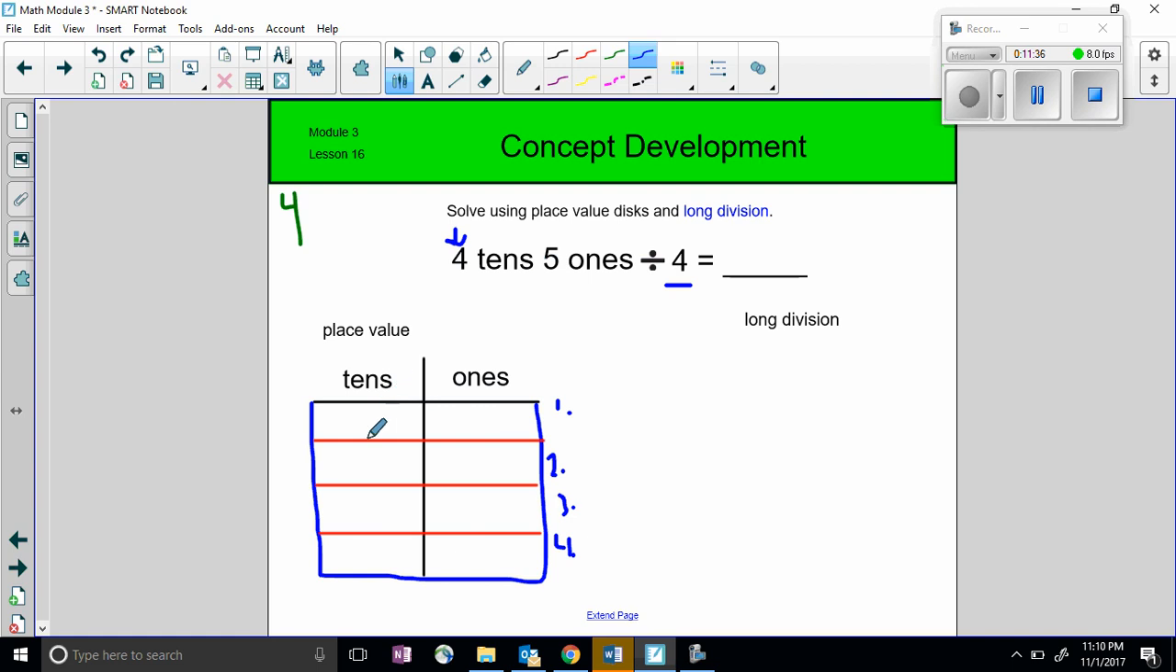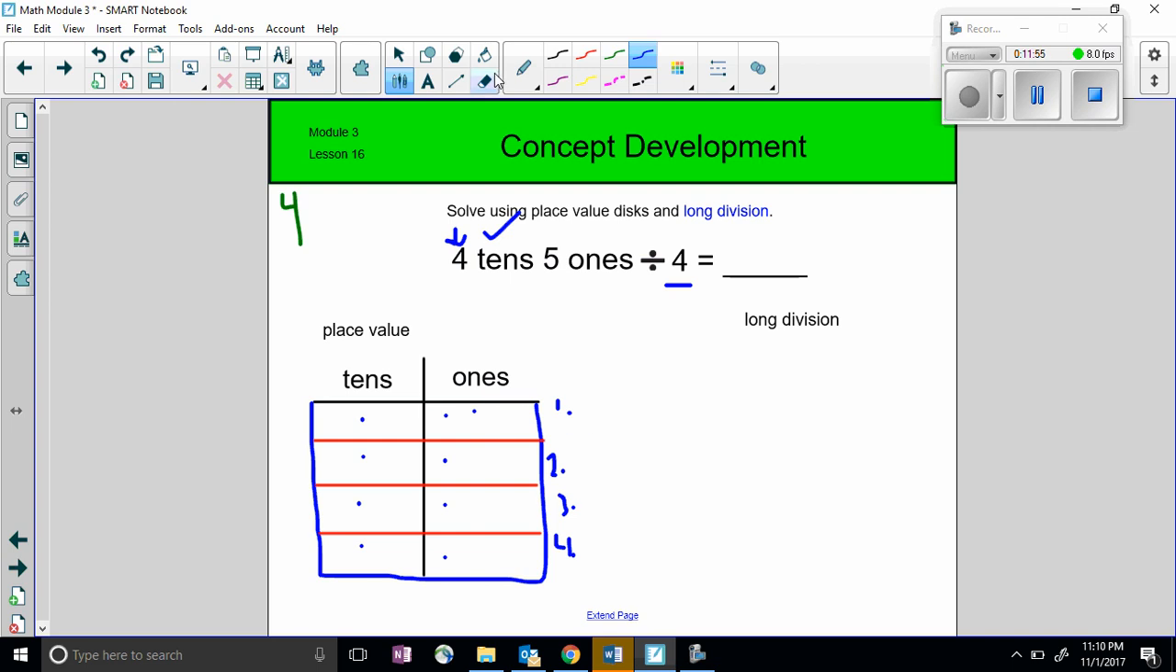Alright, 4 tens. 1, 2, 3, 4. I used all 4 tens. Everybody got one. And there's no remainders. Check, check. Now let's do our 5 ones. You ready? 1, 2, 3, 4, 5.